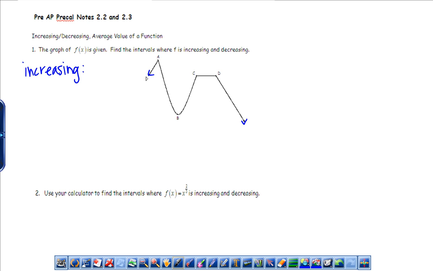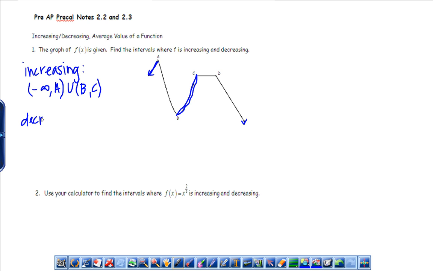Increasing goes from negative infinity to a. And since a is connected to this next section, we're going to parentheses and union, so we're increasing right here. Keep going, and then it looks like it increases in this section right here. So that is a parenthesis B to C. And this looks like a horizontal section right there.